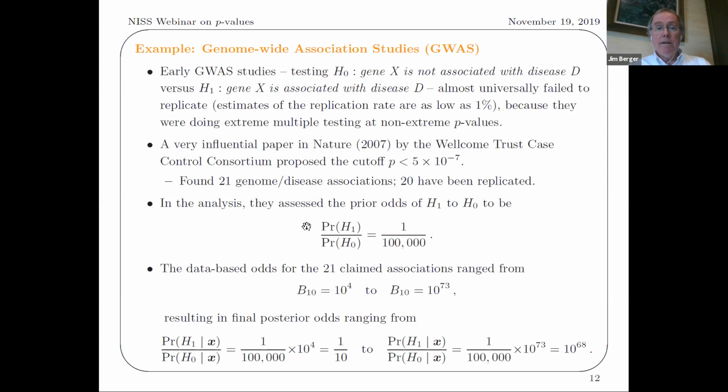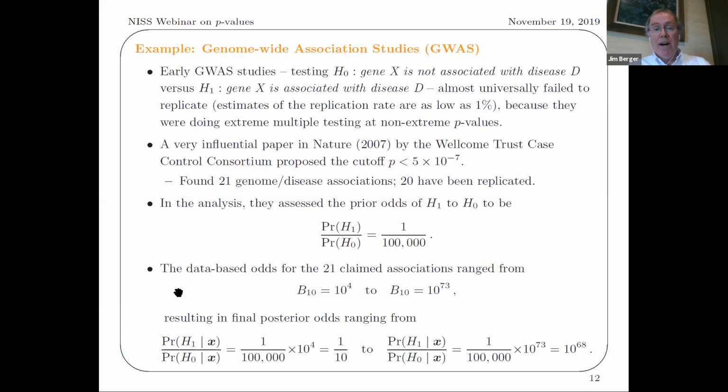And the key part of their analysis is they said, we have to judge what the prior odds of the alternative hypothesis to the null are. And they judged them to be 1 to 100,000. They said, that's the odds that any particular random gene would be associated with a particular disease. So this was obviously done by scientists who knew a lot about genetics and diseases. They said this could be off by a factor of 10, but nevertheless, this was the assessment they made.